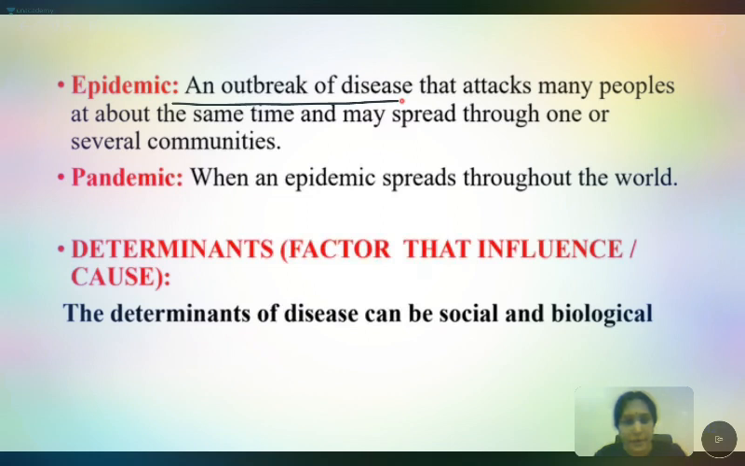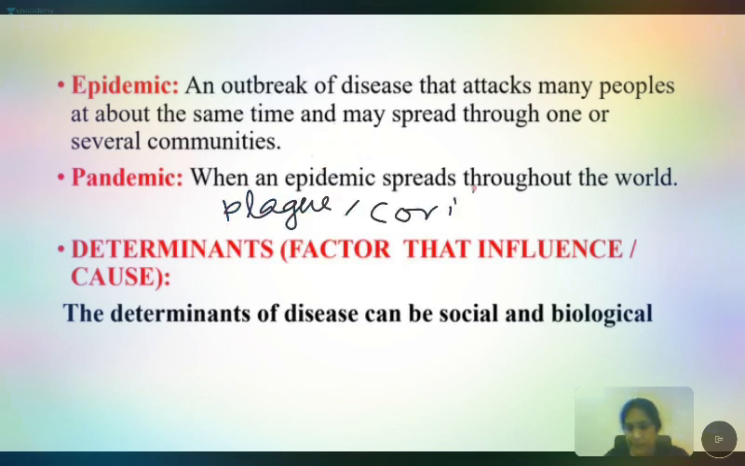Then a global epidemic is a pandemic, like flu. Like different types of flu. Plague was a pandemic. COVID is a pandemic. Plague, COVID, they are pandemics, right? So this is about the distribution.